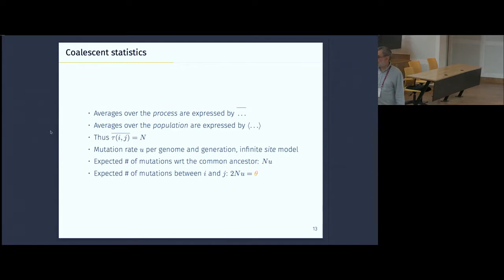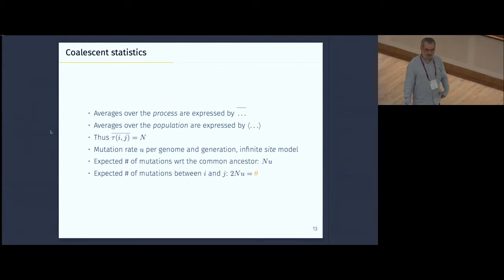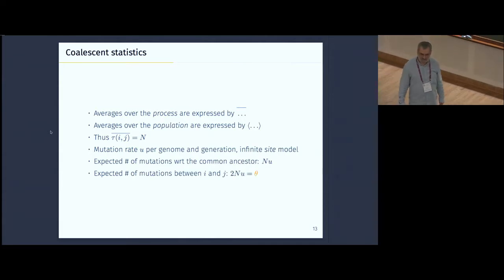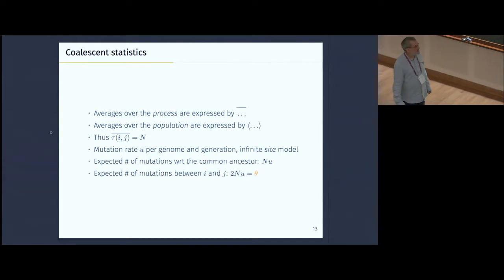The time to have the same ancestor, right? And then I average over the process, and this is equal to the population size. Now, what are the implications? Let's just take an infinite site model for the time being, with a mutation rate U per genome and per generation. So we can ask, what is the expected number of mutations between me and my last common ancestor with VJ?